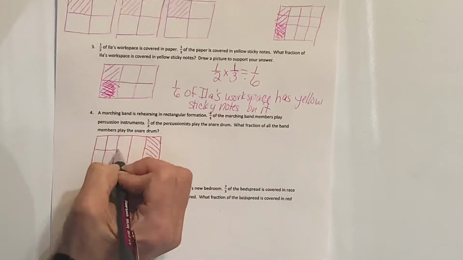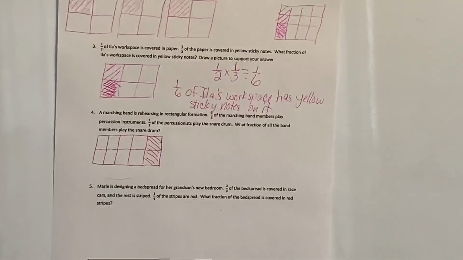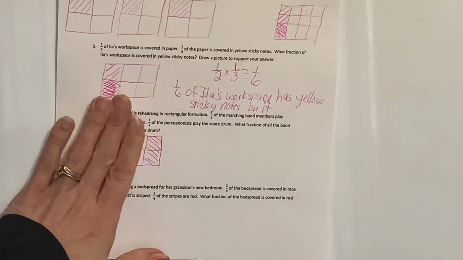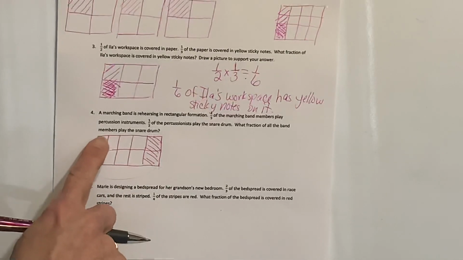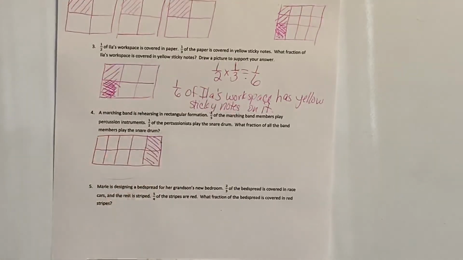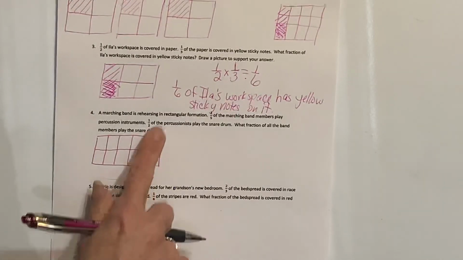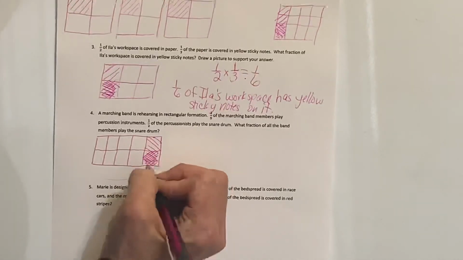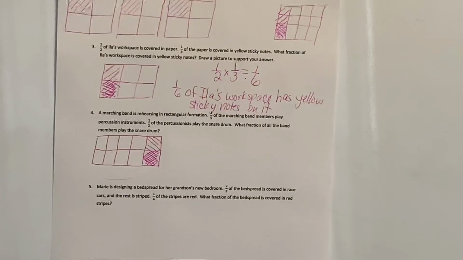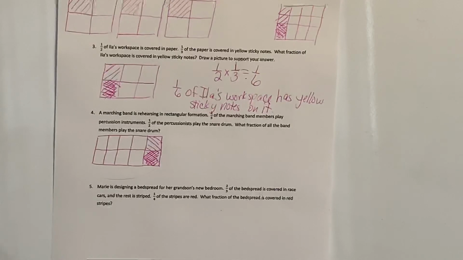So I need to split this in half, the whole thing in half, even though I know these are not percussionists. I need to split that in half. And now I have 5, 10. So now these are split into tenths. So this original fifth part, I need to color in half of it. And that tells me what fraction of the band plays the snare drum.